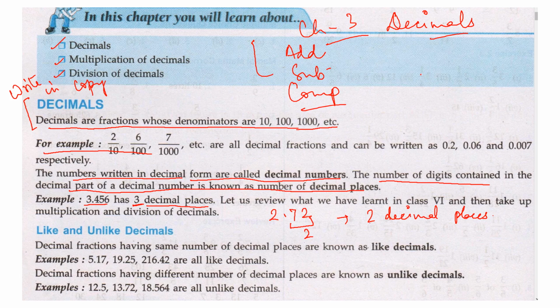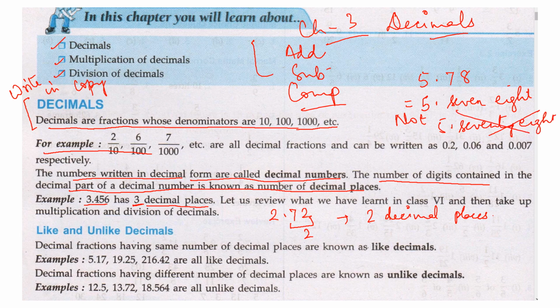And how do we read this number? This is read as 5.78, not 5.78, isn't it? This is the wrong method. After decimals, we read them as separate numbers.